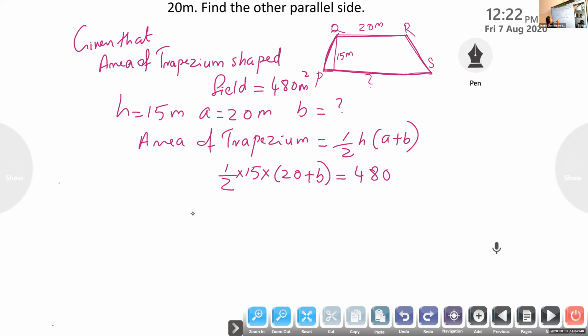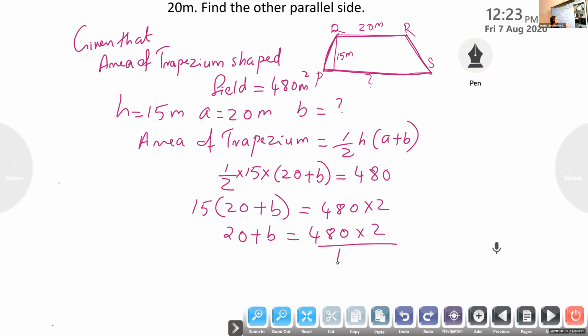So 15 into 20 plus b equal to 480 into 2. While cross multiplying, the 2 will go to the right side. Then 20 plus b equal to 480 into 2 divided by 15. Simplify.